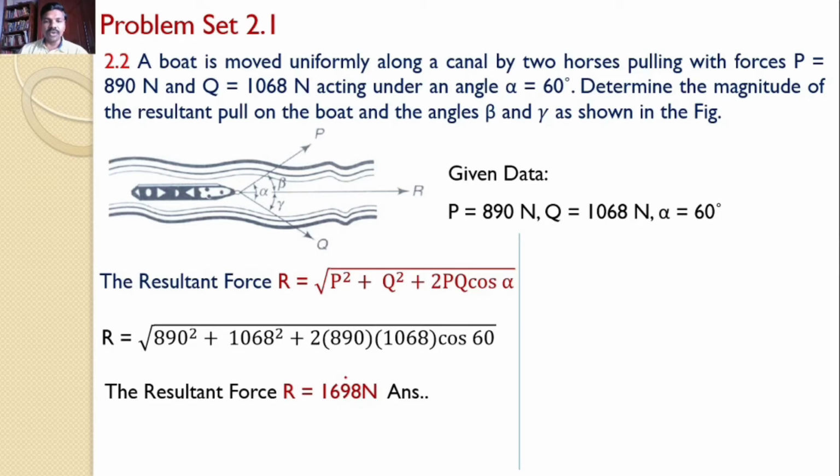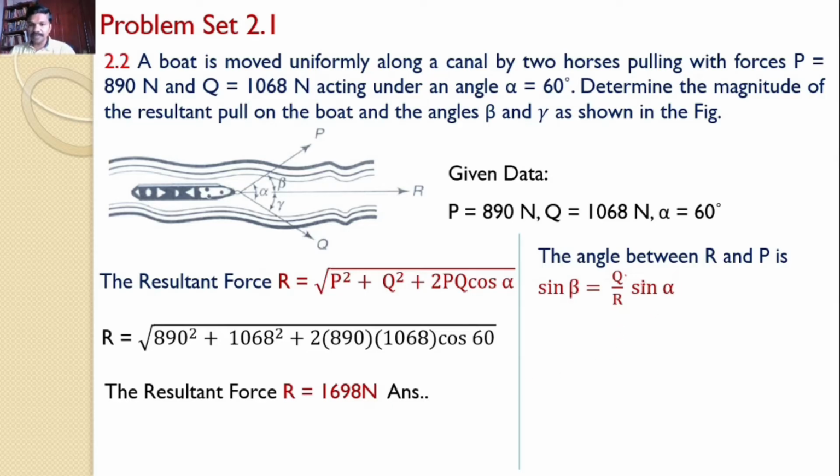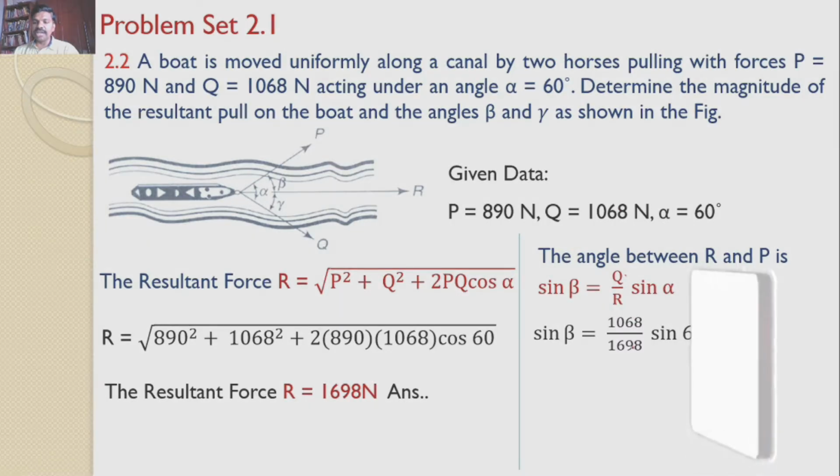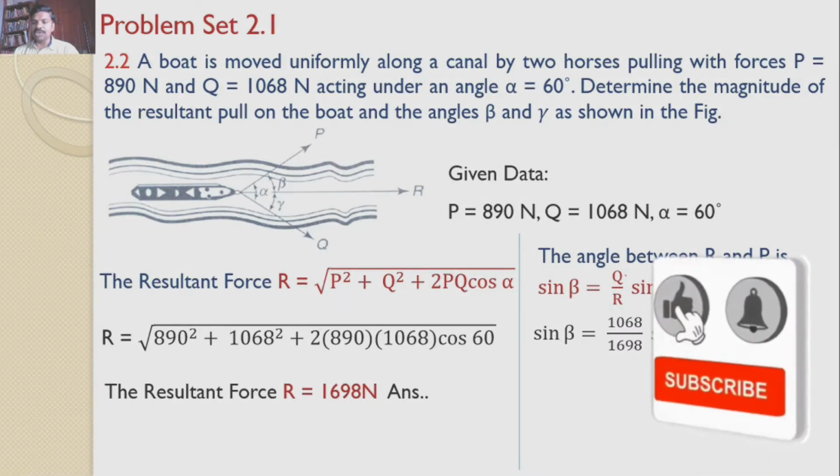Similarly, we know the formula that the angle between the resultant force and one of the forces P is given by sine beta is equal to Q by R into sine alpha. In this equation also, Q value is given, R value we just calculated, and alpha value is given. So upon substituting those values, I will get sine beta is equal to 1068 by 1698 into sine 60.